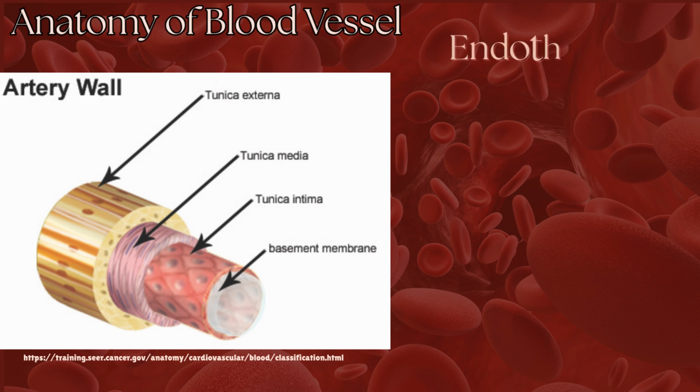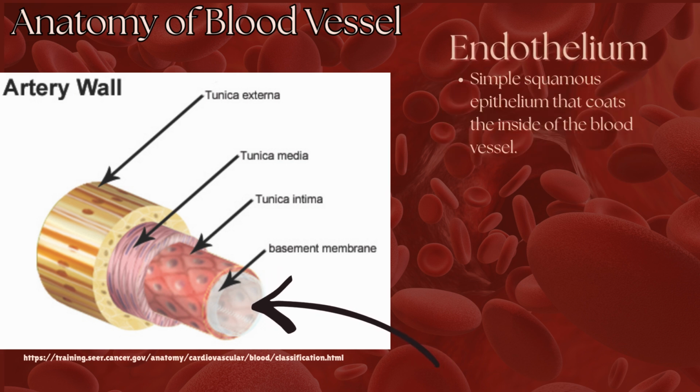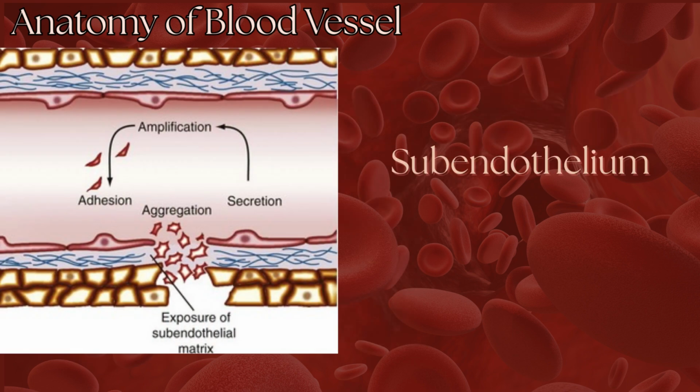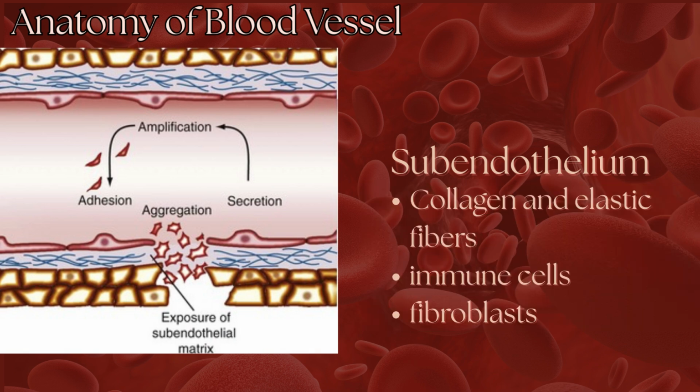Now, the most important thing to focus on is the endothelium, which is like the inside covering of that blood vessel. So when you have a disruption to the blood vessel wall, it's going to expose another layer adjacent to the endothelium called the subendothelium. And that is where it's going to release the clotting factors, the components, and so forth.